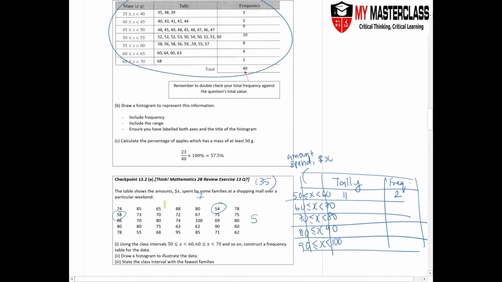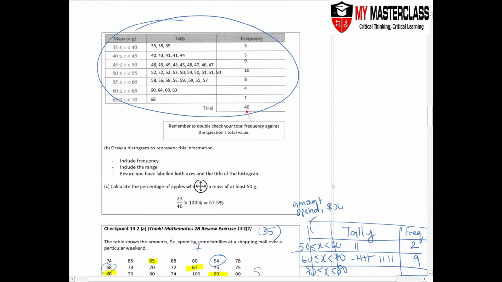Yellow would be 60 to 70. So 65, 67, 66, 69, 62, 63, 68, 62 here. What is the total I'm looking at? Total I'm looking at over here is 1, 2, 3, 4, 5, 6, 7, 8, 9. So this is 9.